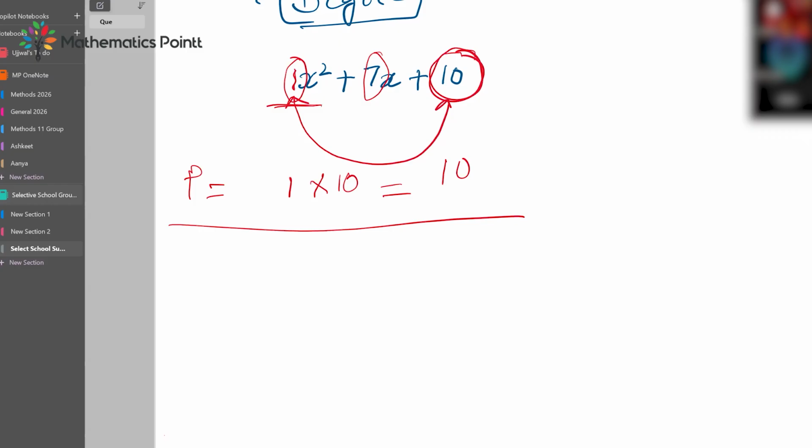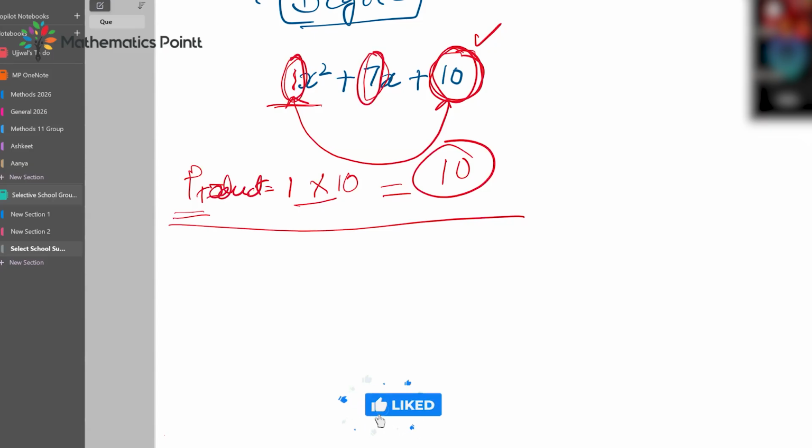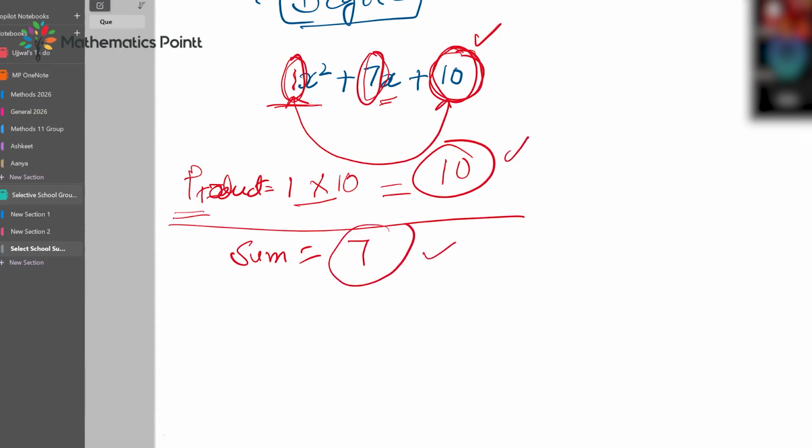All right, coming back. So you need to take the first number and the last number, multiply both of them, and mark that as P or the product. And the product is 10. Then this middle number, which is the coefficient of x, the number that sits with x, write it down as sum, as 7. Now, these two numbers that you've found are very, very important.